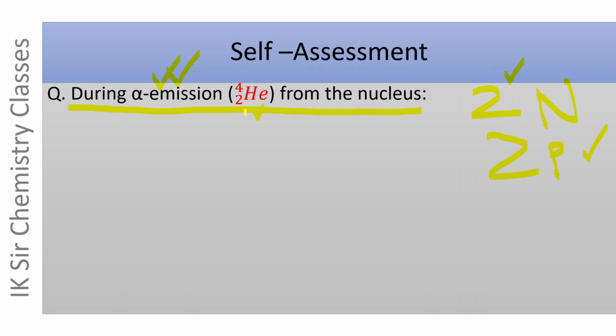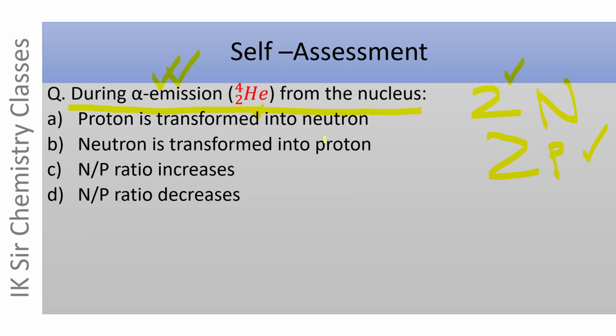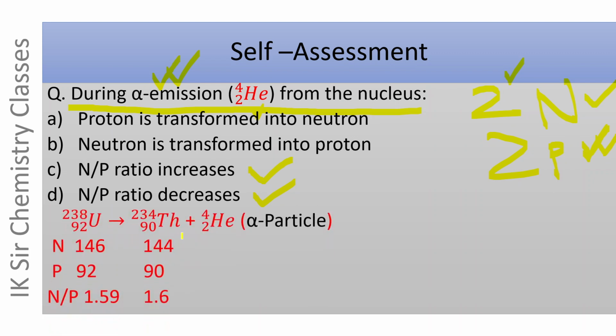And during the alpha emission from the nucleus, proton is transformed into neutron, neutron is transformed into proton, N by P ratio increases, N by P ratio decreases, or N by P ratio remains constant. 2 neutrons and 2 protons are emitted during alpha emission. What will be the effect on N by P ratio? Increases, decreases, or remains constant? Let us illustrate it taking an example of alpha emission.